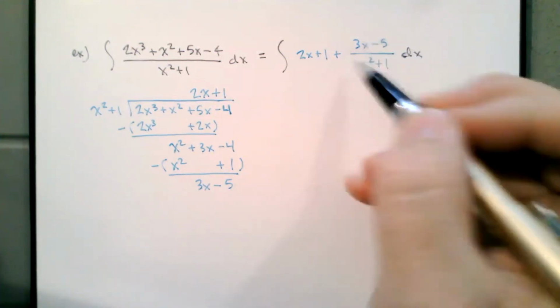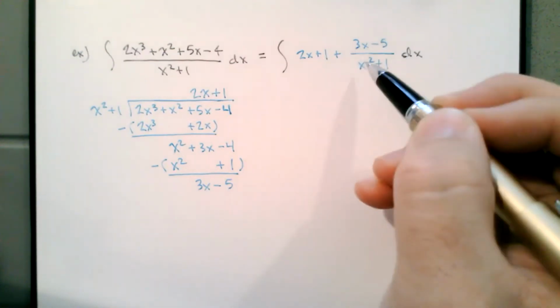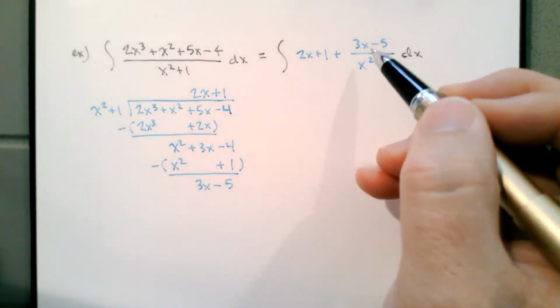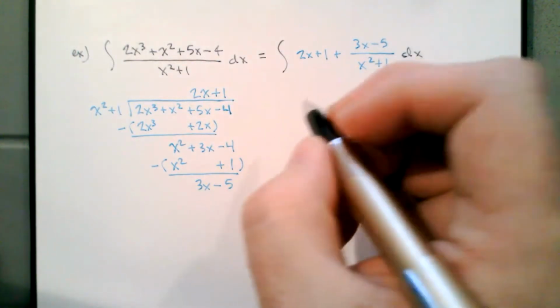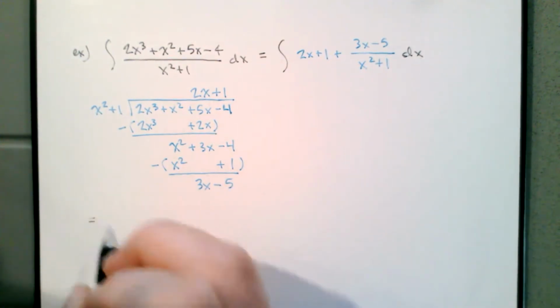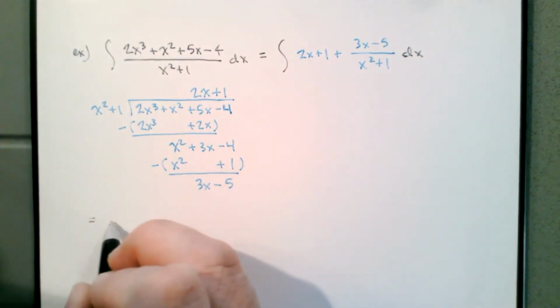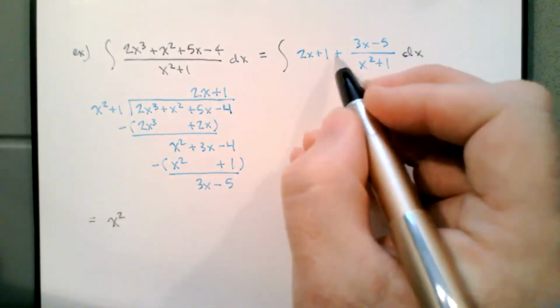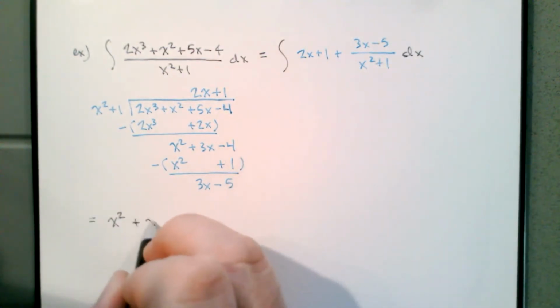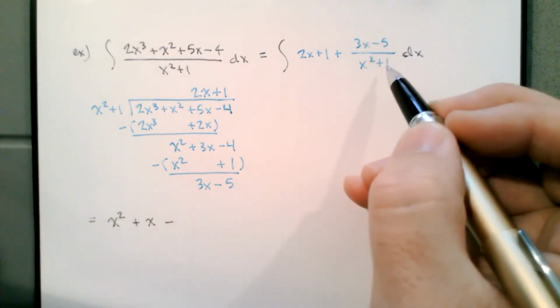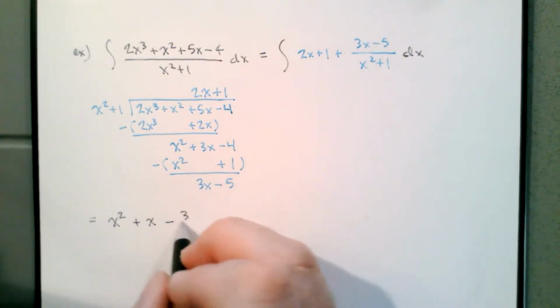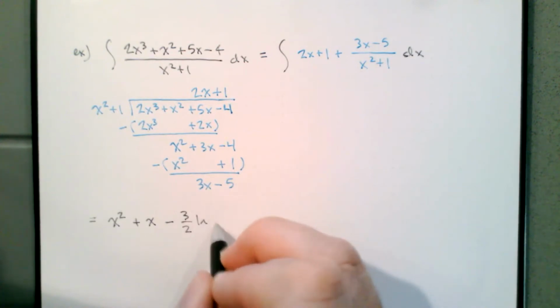Now I have the fraction part is degree 1 in the numerator. And so now we can just integrate a term at a time. So we integrate the 2x. The integral of 2x is x squared. The integral of 1 is x. The integral of 3x over x squared plus 1 is the 3/2. This is just from the previous page.